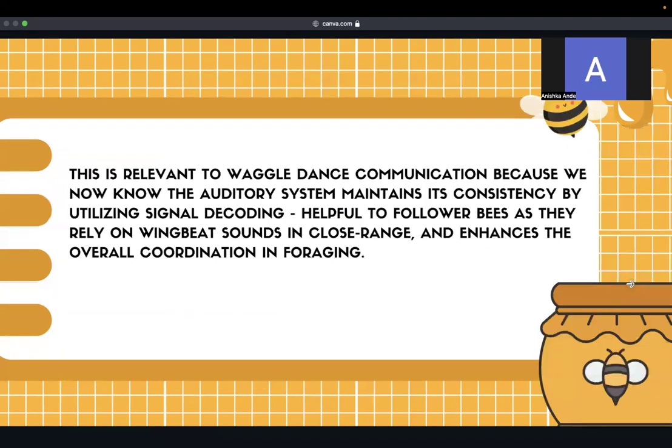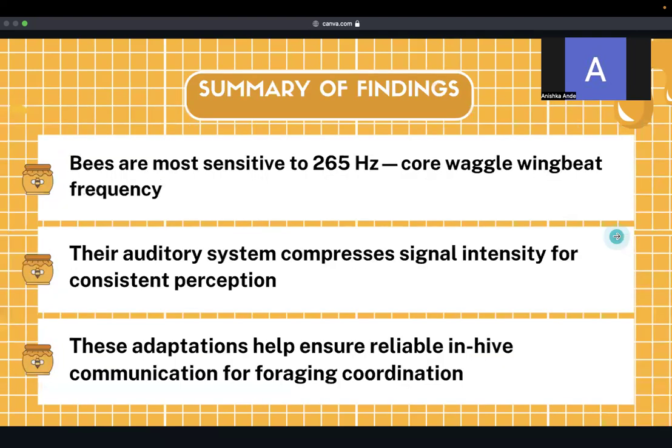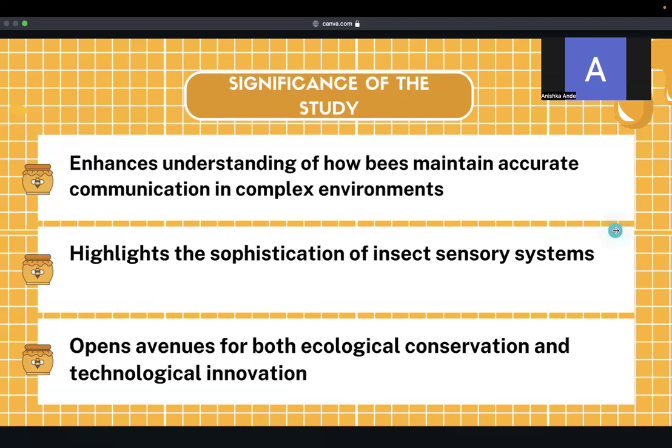This is relevant to waggle dance communication because we now know that auditory systems maintain consistency by utilizing signal decoding, helpful to follower bees as they rely on wing beat sounds at close range, and it enhances the overall coordination of foraging. Again, this is kind of a repetition, but the summary of the findings is that they're most sensitive to 265 hertz, which is the core waggle wing beat frequency. Their auditory system compresses signal intensity for consistent perception, and these adaptations help ensure reliable in-hive communication for foraging coordination.